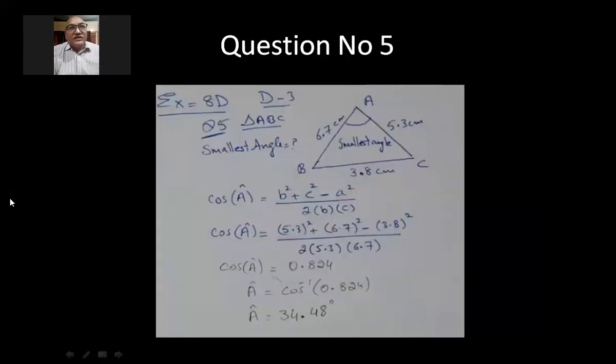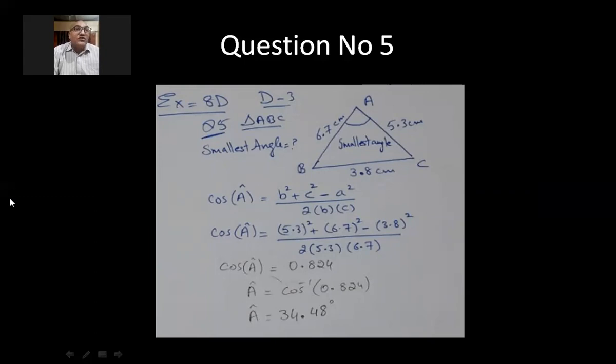Okay, so we are moving to the next question. That's question number 5. It says, in the triangle ABC, AB is 6.7 centimeters, BC is 3.8 centimeters, and AC is 5.3 centimeters. Find the size of the smallest angle. You see, I have drawn a diagram here so that you can understand the question easily. They are asking you to find the smallest angle. All three sides of that triangle are given, so we can use the law of cosine to find that angle.